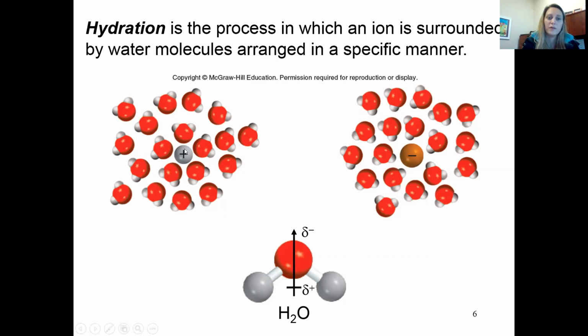Here we have a positive ion, maybe sodium, and here would be our negative ion, which would be chloride. You can see that the water molecules around it are arranged in a specific pattern, and you see that over here as well. We have the whites facing towards this negative charge, and over here we have the reds facing towards it. Now, how do we get that? Let's talk a little bit about this.